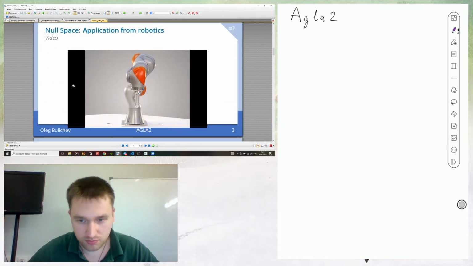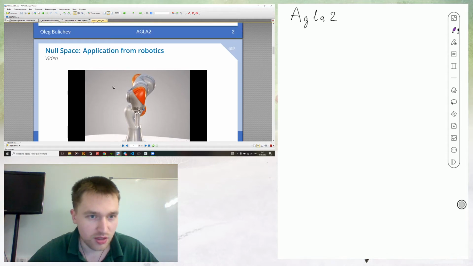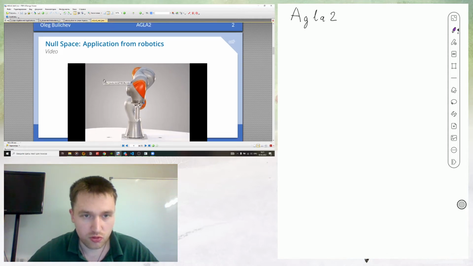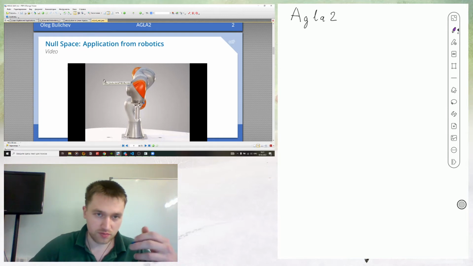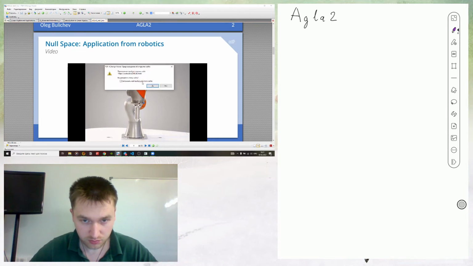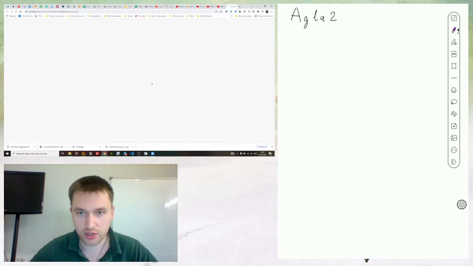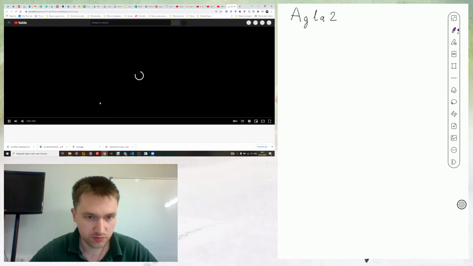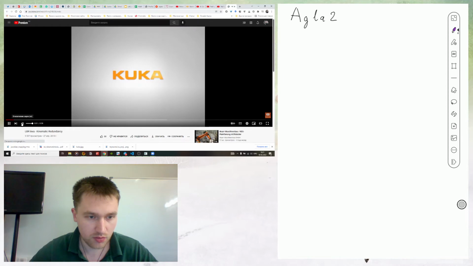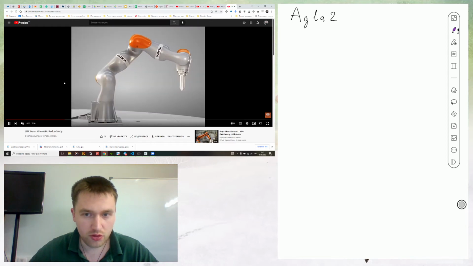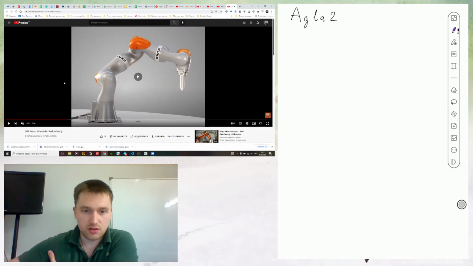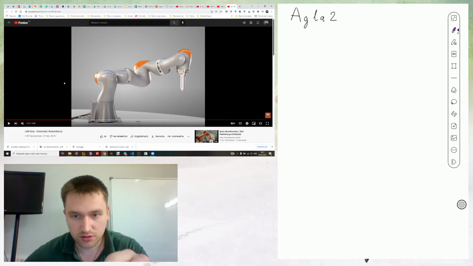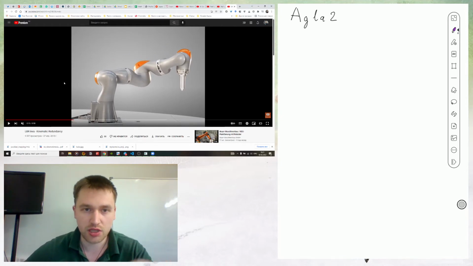After this, thanks. So I want to show you a video where the null space can be used. I don't know how it would look in Zoom, but you may see that our manipulator has 7 degrees of freedom.